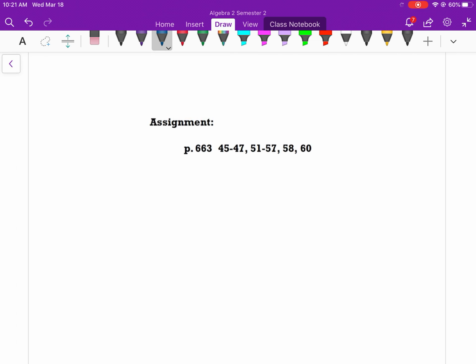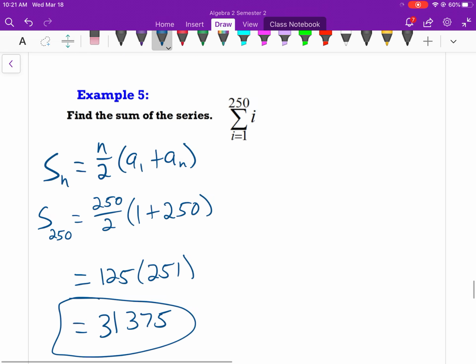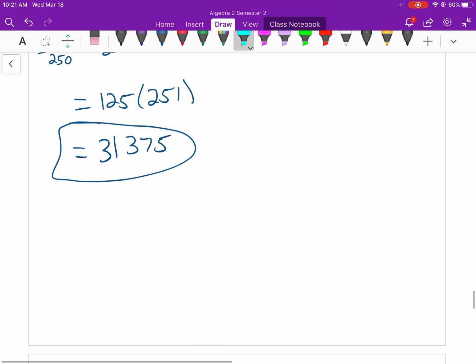Now, one thing I do want to just specify, when using this formula here, this is for arithmetic series. So again, we need to look at the general rule and notice that it's arithmetic. That's when we can use that formula.